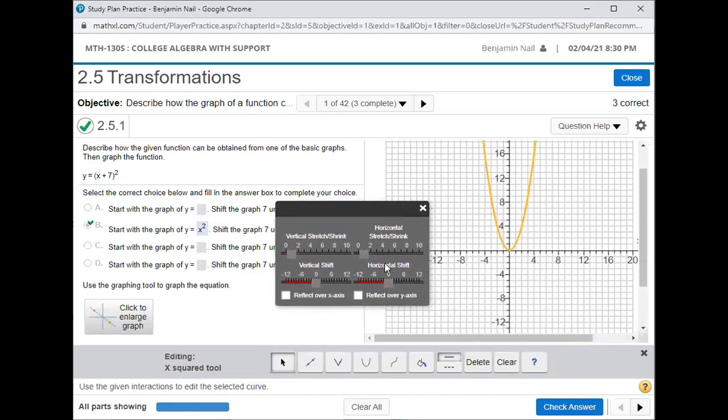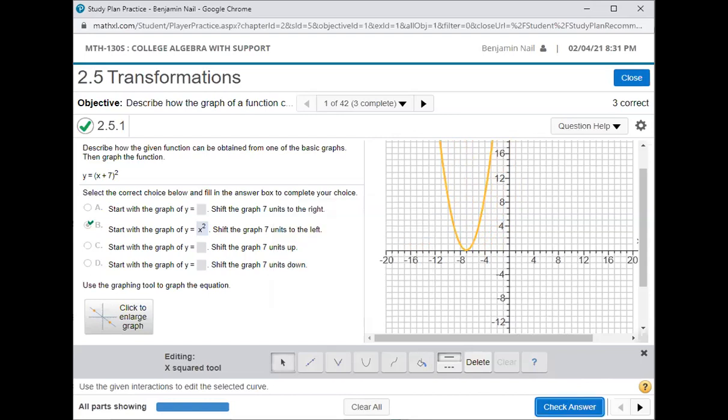So horizontal shift. Okay. Vertical shift would move it up and down. We don't want to move it up and down. Horizontal shift is what moves it left and right. And we want to shift it to the left 7 units. You can see where it says kind of that -7 here. You can see the numbers kind of counting down, 4, 5, 6, 7. So we want to shift left 7 units. And again, that's kind of what your homework is looking for on a problem like this.